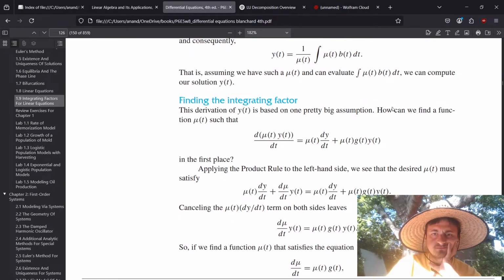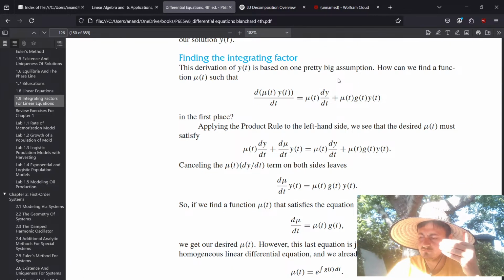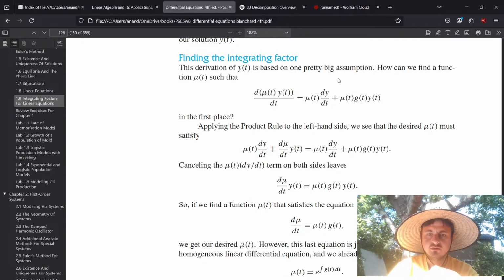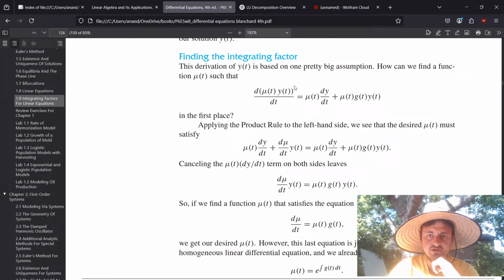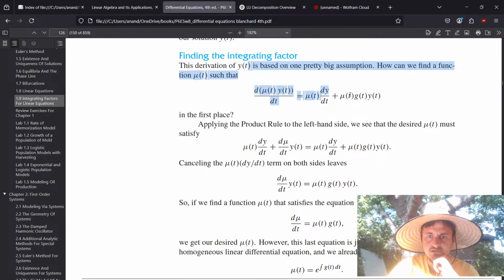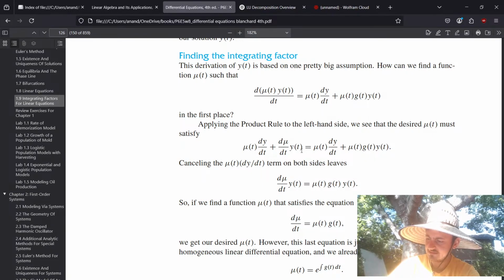Okay, so now that we've seen how this might help, we want to figure out how to find it. And this amounts to just solving the differential equation. So we apply the product rule. Okay, so let's go back to finding u of t.